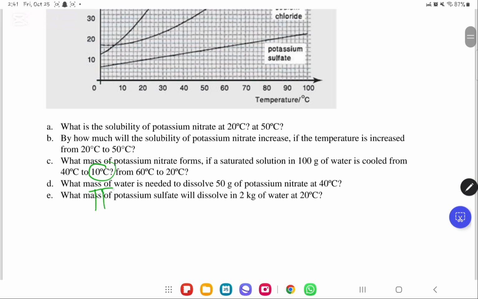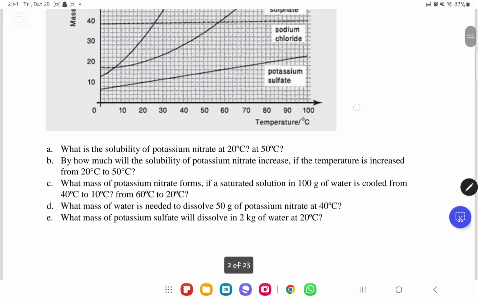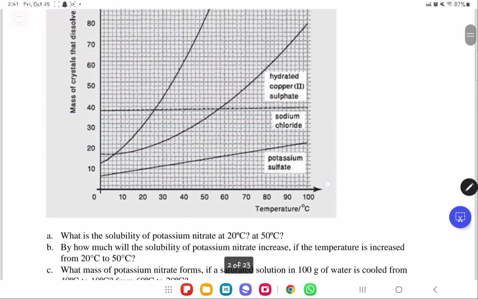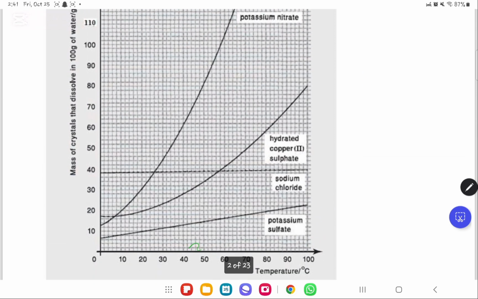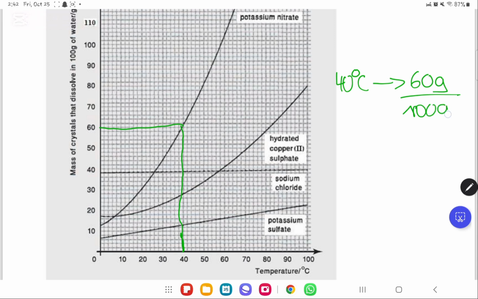Very simply, we are going to take temperature final and temperature initial. We're going to find the solubility of potassium nitrate at temperature final and at temperature initial. So we have 40 degrees Celsius and 10 degrees Celsius. At 40 degrees Celsius, I believe it's this one, go up, you will get that it is approximately 60. So for 40 degrees Celsius, it's approximately 60 grams per 100 grams of water.